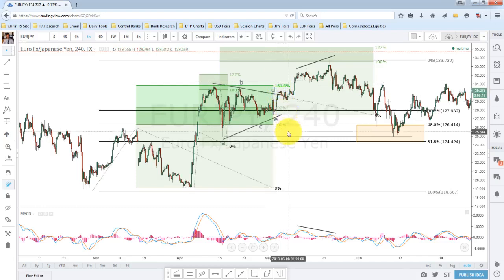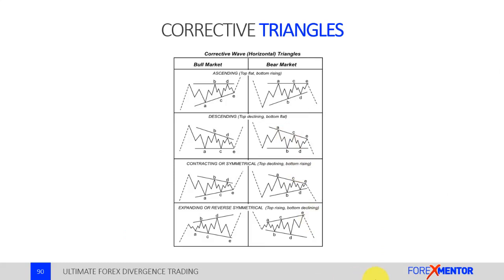Okay, folks, so those are triangles. Next, we'll talk about what are called wedges. Many folks are familiar with the wedge, or in other terms, ending diagonals. They're reversal patterns. We'll talk about those next.